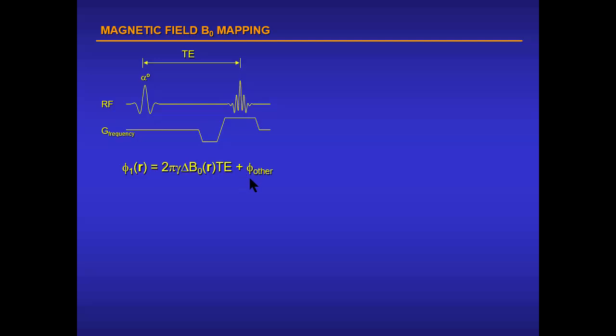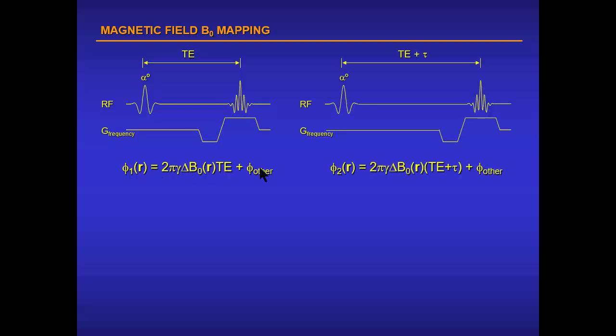But there are also a whole bunch of other phases. An RF phase, there could be eddy currents, there could be timing errors. You're not interested in these other phases, but they make it difficult to calculate B0 from this phase if the other phases are around. So that's why you always need to do a second experiment where you increase the echo time slightly, and you hope that the other phase terms are identical.